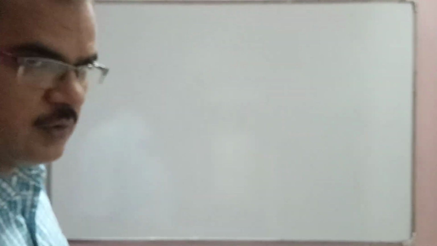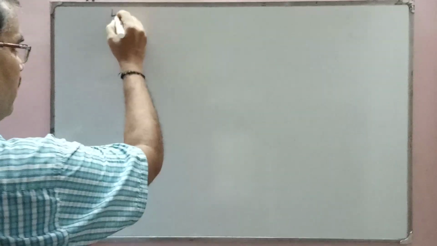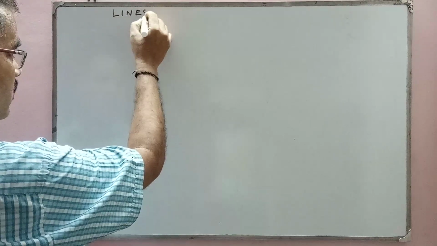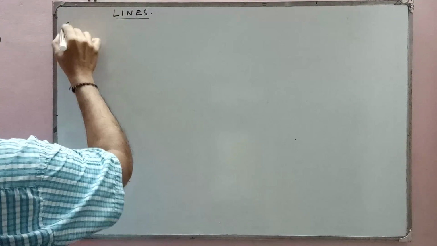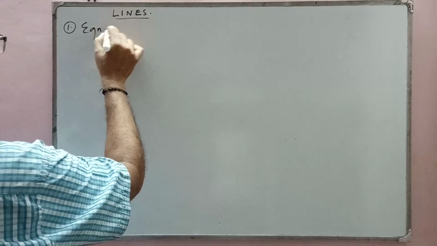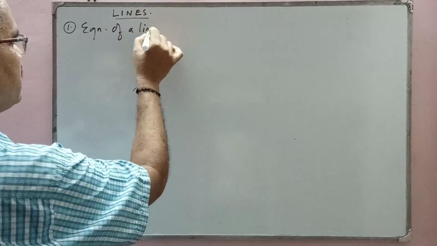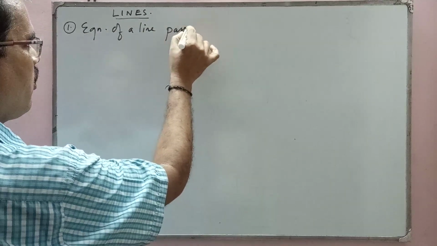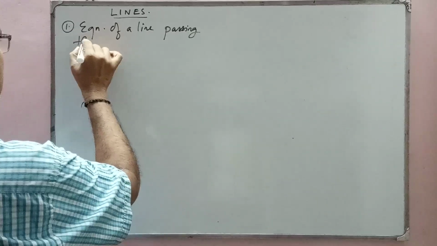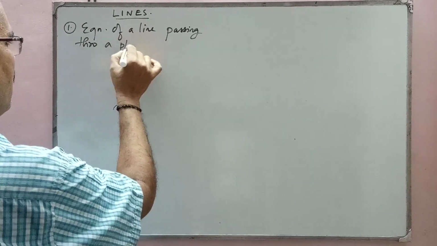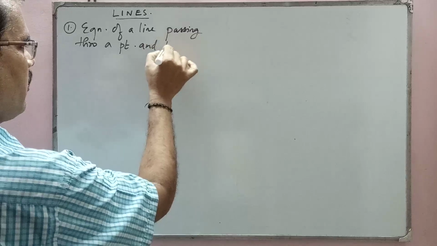Welcome back, children. Now we are going to see formulas which are helpful for you to complete your exercise 11.2, three-dimensional geometry. These are all formulas related to lines. First one, equation of a line passing through a point and parallel to a vector.